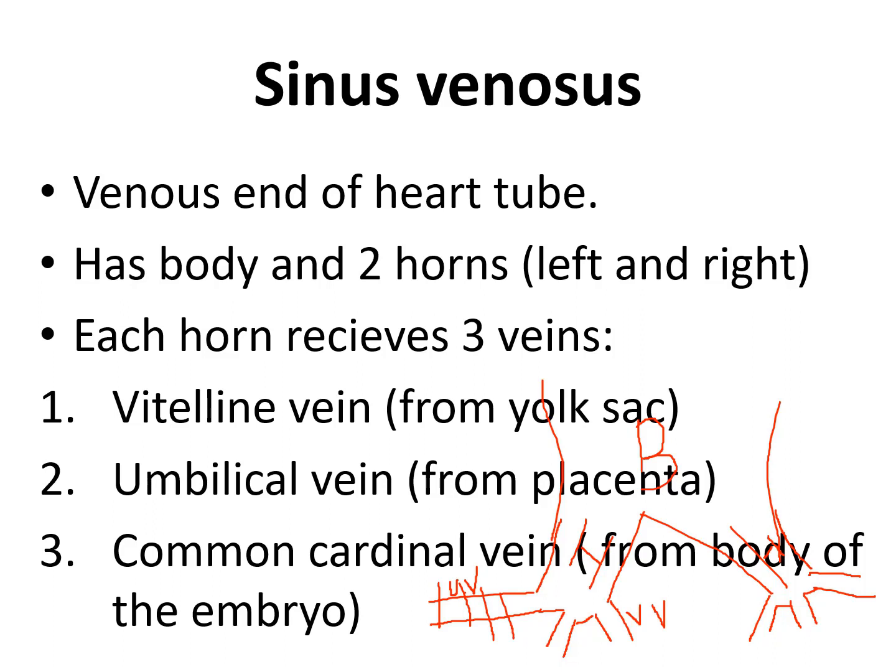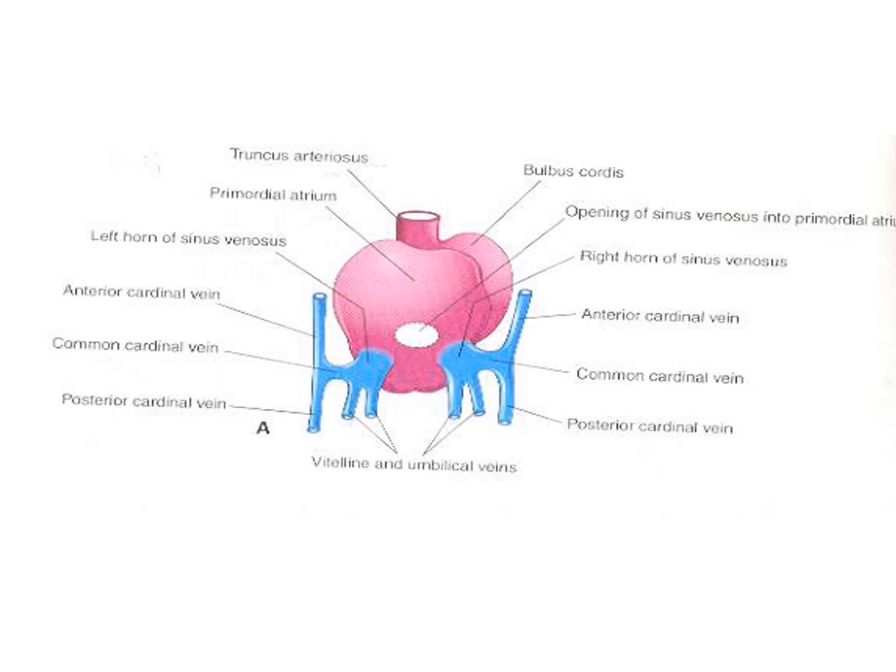And as we have seen, we have right and left. You can see this is the body of the sinus venosus. We have right horn, left horn. Each horn is receiving 3 veins, okay, umbilical, vitelline, and this common cardinal, because the common cardinal itself is formed of anterior and posterior cardinal veins.